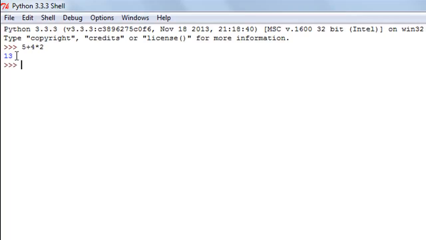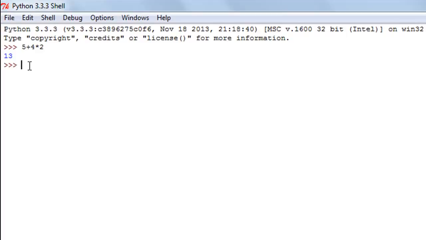When I press the enter key, I get 13 as the result instead. And why has this happened? It has happened because the multiplication operator enjoys a higher precedence than the addition operator. So what happened instead was 4 was multiplied by 2 before 4 was added to 5. So 4 times 2 is 8, and then 8 was added to 5 to get 13. We were expecting it to return 18, but we got 13 as the answer instead. So this is how operator precedence can ruin your life.